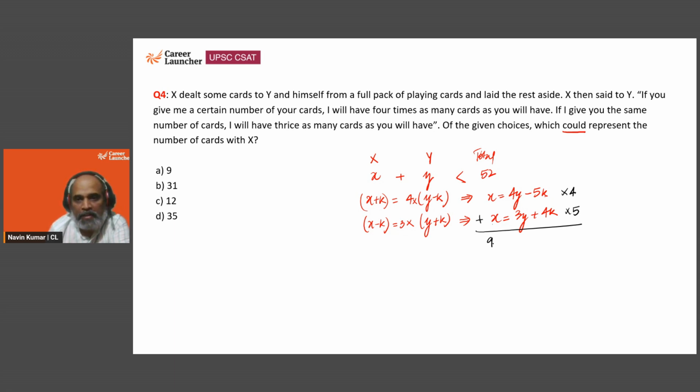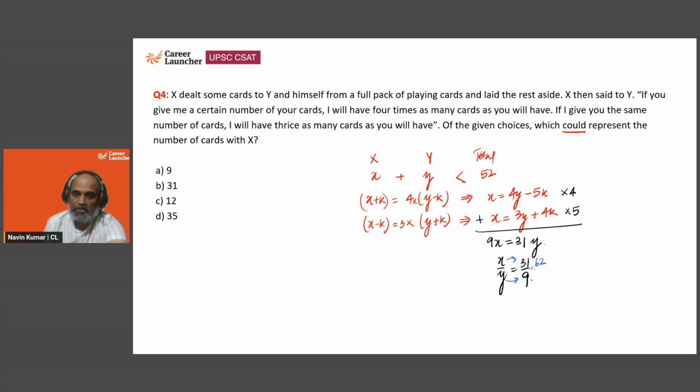So we will have 4x plus 5x, 9x is equal to 8y plus 15y, that is 23y, and k vanishes. So from here, what we see is that the value of x 16 plus, oh, sorry, it's not 23. My bad. 4 into 4 is 16, not 8. 16 plus 15, that is 31y. From here, we can see that x by y is going to be 31 upon 9, which means that x is going to have 31 cards and y is going to have 9 cards.